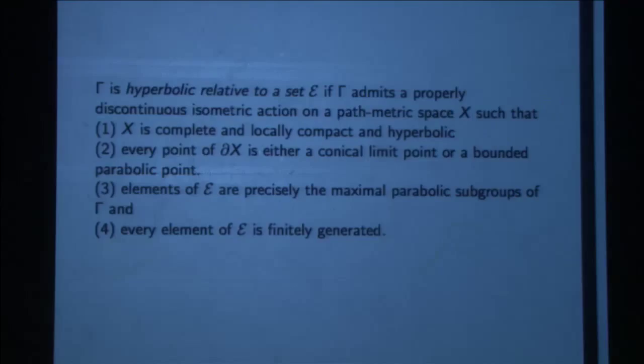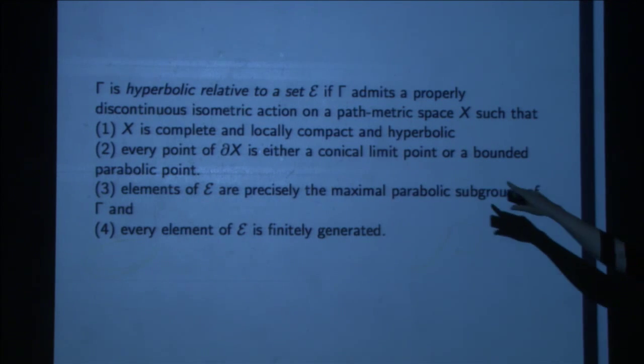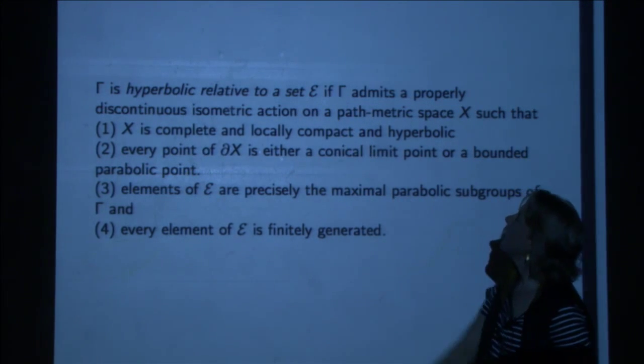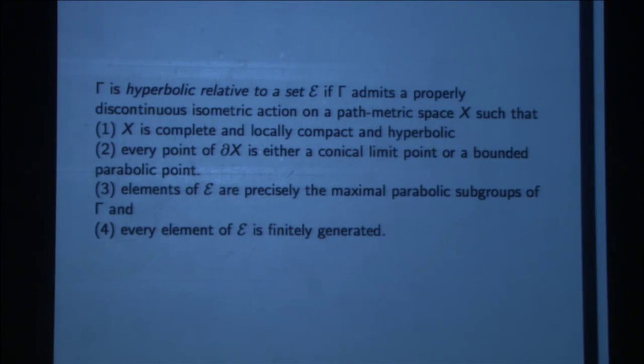So we say that a group is hyperbolic relative to some set E. This should be a set of infinite subgroups, if it admits a properly discontinuous isometric action. So notice I didn't say co-compact. Your example that you think of here should be hyperbolic link complements. That's what I think about for relatively hyperbolic, and I think that they're good prototypical examples. The action is on some path metric space X such that X is complete, locally compact and hyperbolic. So for example, H3. And every point of the boundary is either a conical limit point.